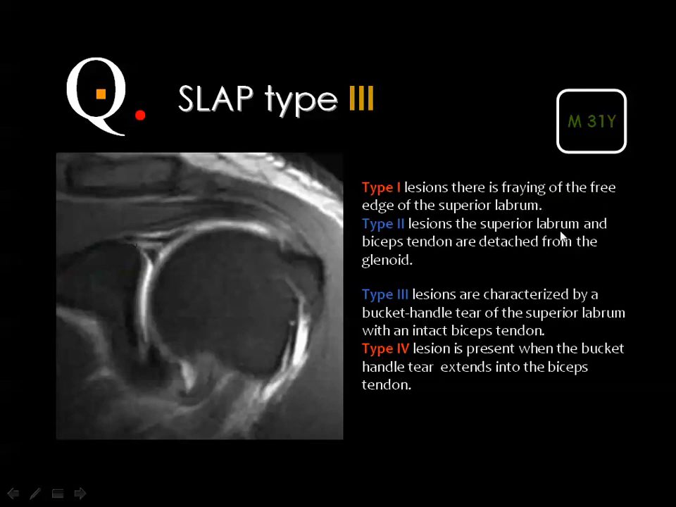Type 2, separation of the base. Type 3, the labrum is divided into two parts. And type 4, the tear extends into the biceps tendon.